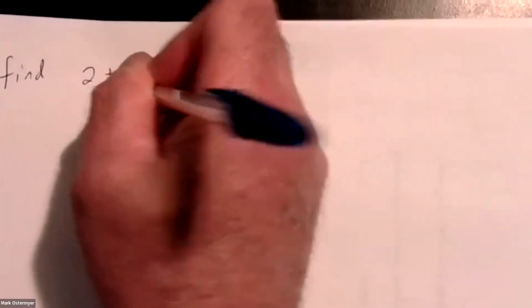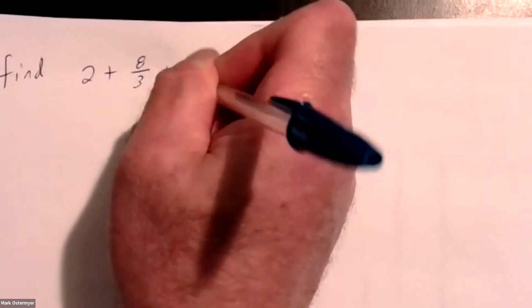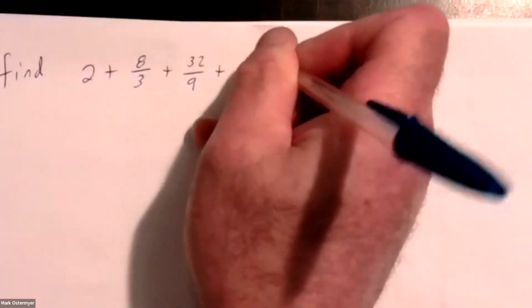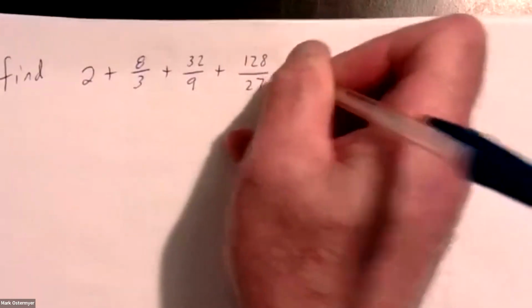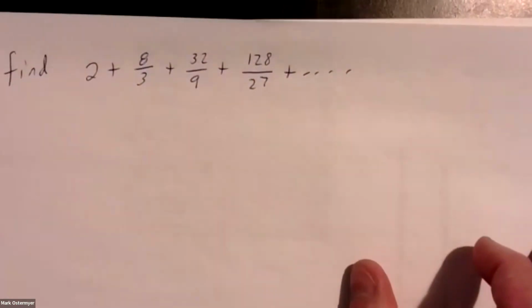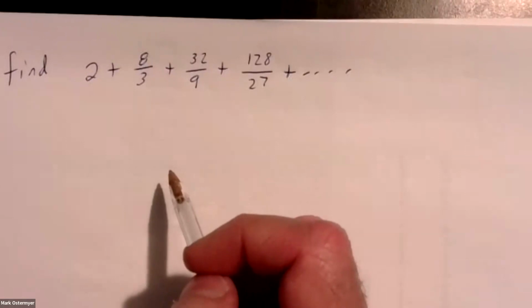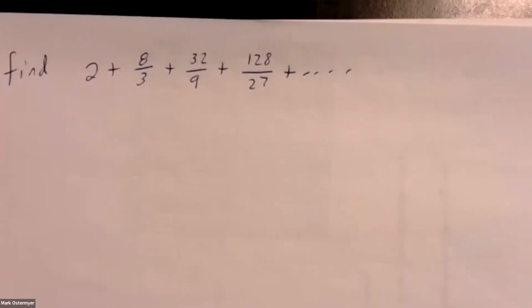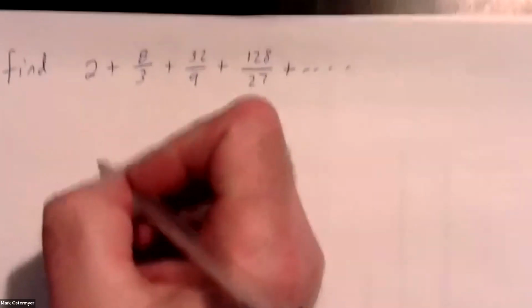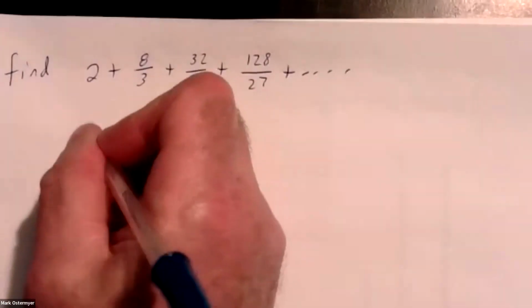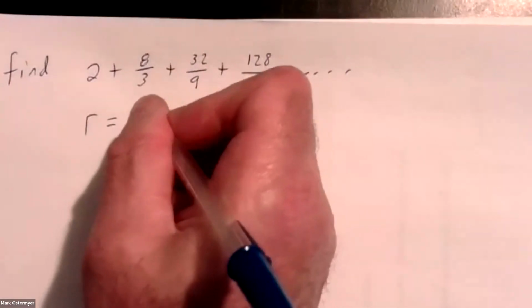Let's try another one here. 2 plus 8/3 plus 32/9 plus 128/27 plus ... This is an infinite series. Is it a geometric series? What's the common ratio? Does there exist a common ratio?